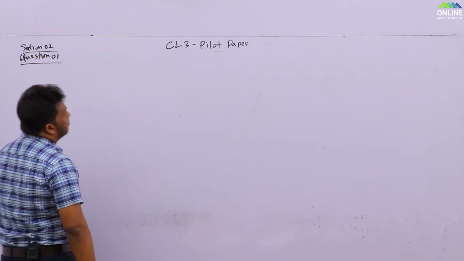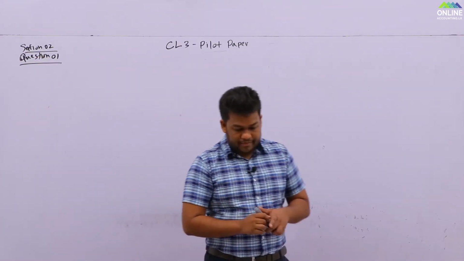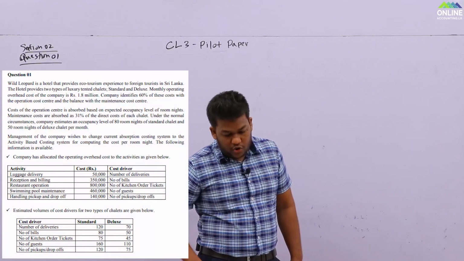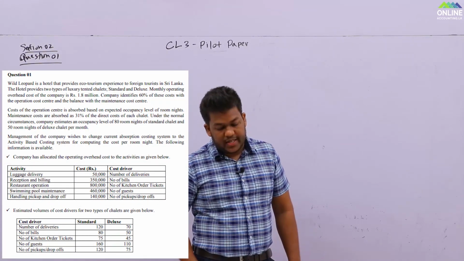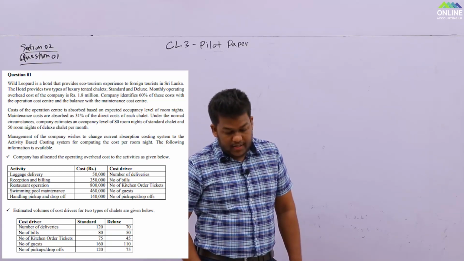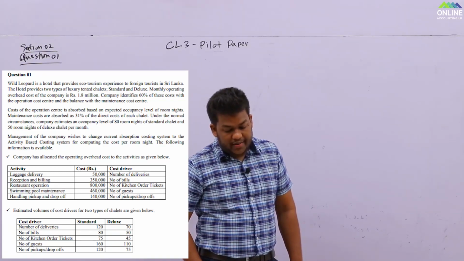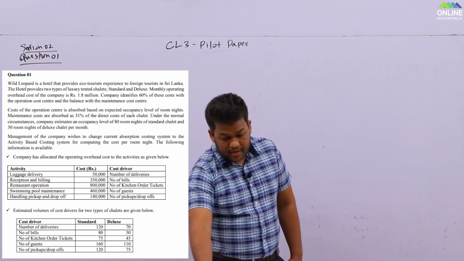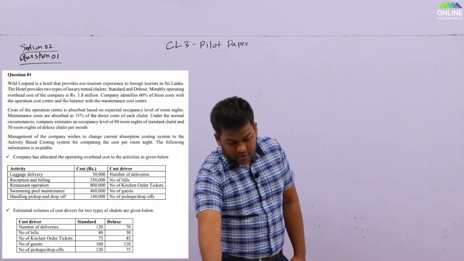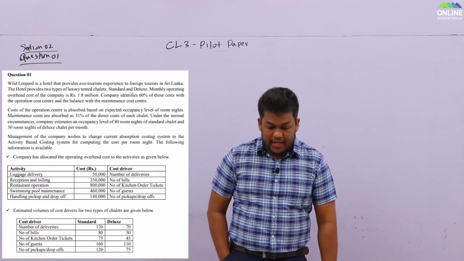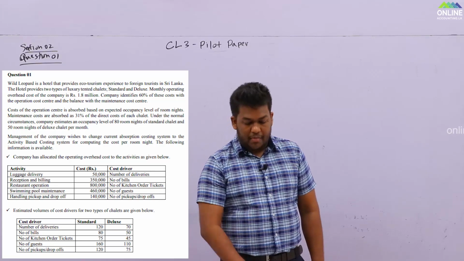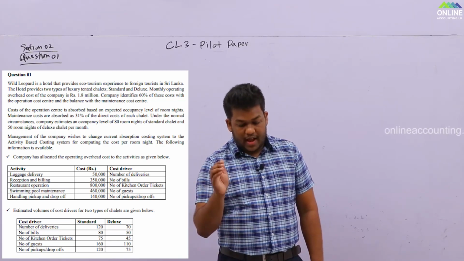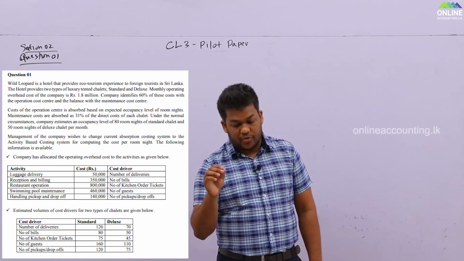Section 2, question 1. ABC and absorption. Lipod is a hotel that provides an ecotourism experience to foreign tourists in Sri Lanka. The hotel provides 2 types of luxury tented chalets, standard and deluxe. Monthly operating overhead cost of the company is rupees 1.8 million. The company identifies 60% of these costs to the operation center, and the cost of the operation center is absorbed this much.